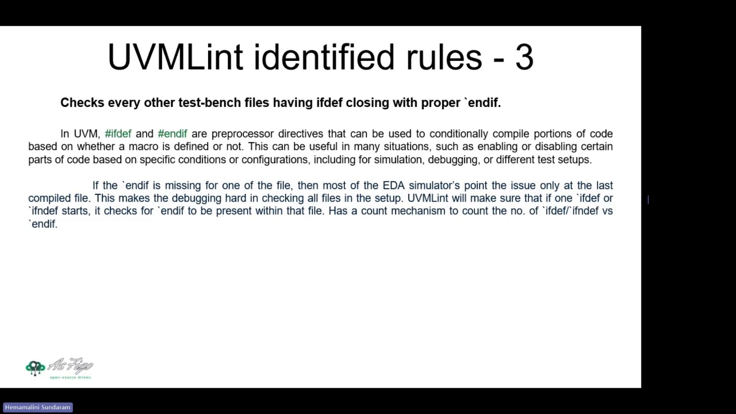Now, in the UVM lint, rule number 3: check every other testbench file for having `ifdef with a proper `endif. We know this well. This is one of the good coding styles again. So we have `ifdef and `endif. They are preprocessor directives that can be used to conditionally compile portions of the code based on whether a macro is defined or not. This is useful in many situations, such as enabling or disabling certain parts of the code based on specific conditions or configuration, including for simulation, debugging, or different setups.